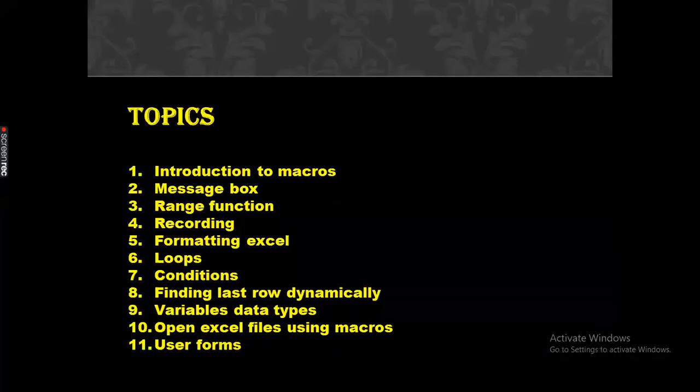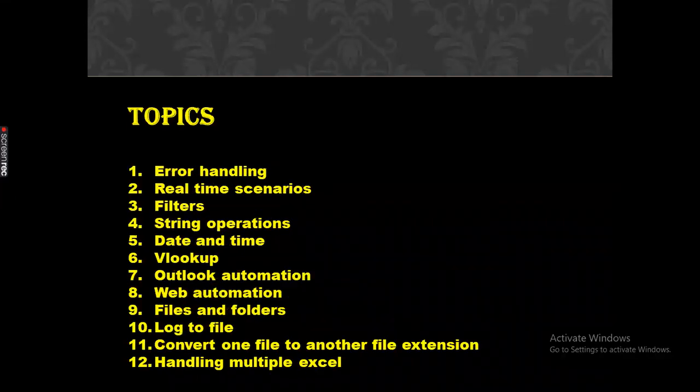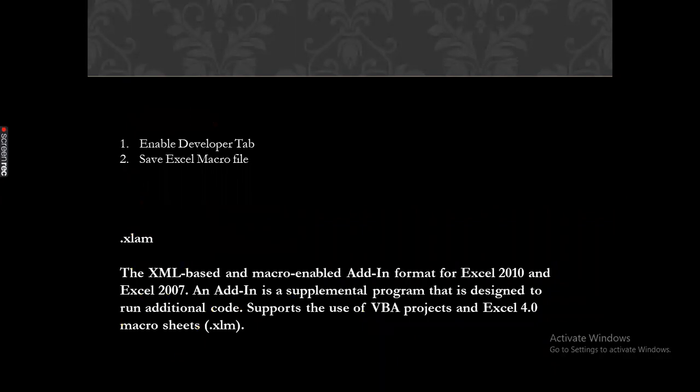So as we discussed in the earlier session, we are going to cover all these topics with the help of real-time examples, but today we are going to focus on how to write an Excel macro code, how to enable developer tab, and how to save an Excel macro file, and what is the Excel SM extension. So let's get started.